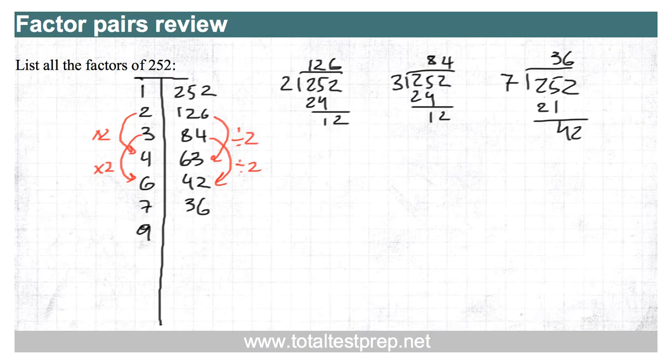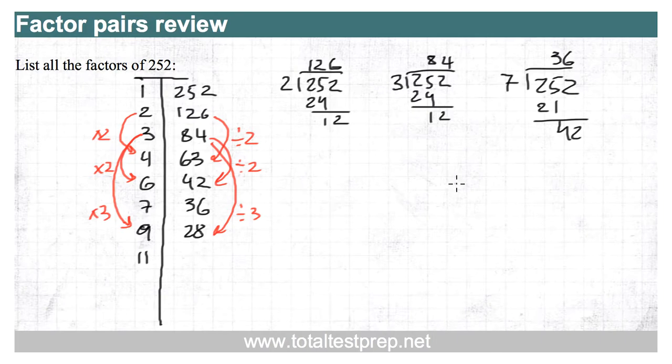What about 9? So this is a good number to show that you don't actually always have to double. You can also triple. So 3 times 84 gives us 252. If I triple the 3 to get 9, I have to divide the 84 by 3. And 84 divided by 3 is 28. What about 10? Well, 10 doesn't go into 252 because it doesn't end in 0.